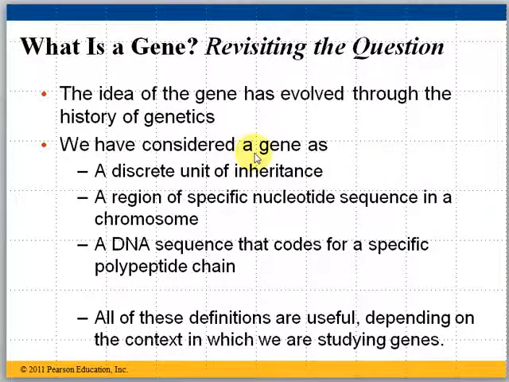So we have considered a gene as a discrete unit of inheritance when we were discussing Gregor Mendel, and that's still a good definition. We have considered a gene a region of a specific nucleotide sequence in a chromosome when we were studying chromosomes, and that's a good definition for what a gene is. And then finally, now we're talking about a gene as a DNA sequence that codes for a specific polypeptide chain. That, too, is a proper definition, probably the most accurate modern definition. But all of these are good and helpful definitions depending on the context in which we're studying the genes.